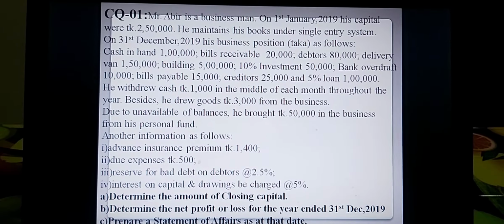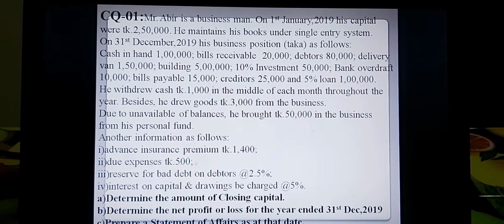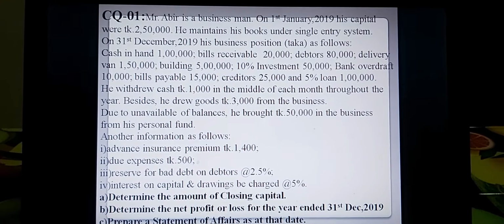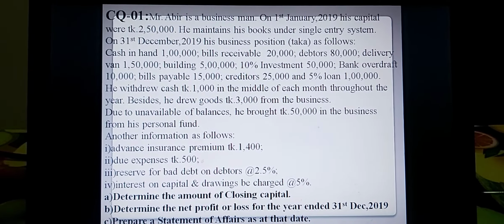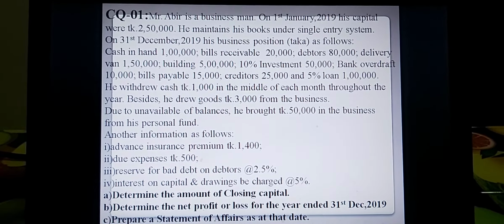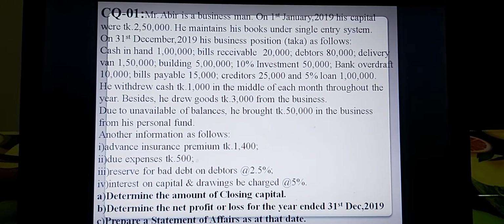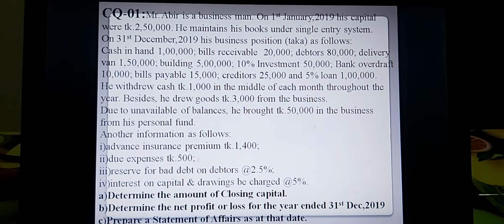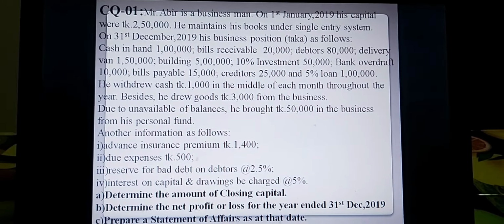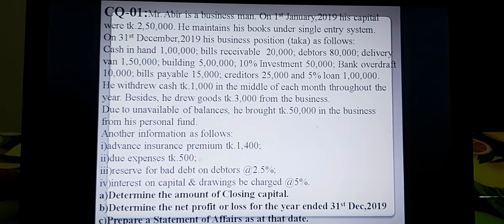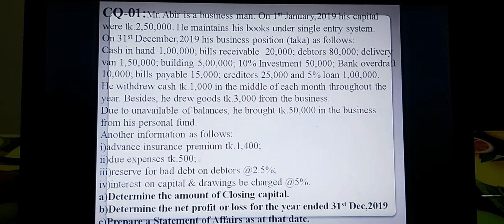Number 1, advance insurance premium taka 1,400. Second one, due expenses taka 500. Number 3, reserve for bad debt on debtors at the rate of 2.5%. Number 4, interest on capital and drawings be charged at the rate of 5%.